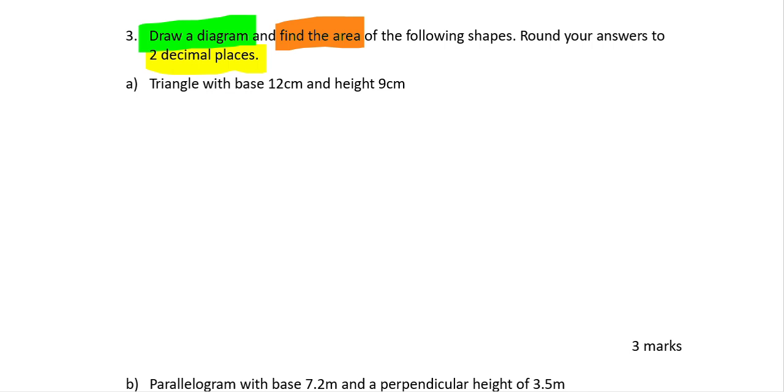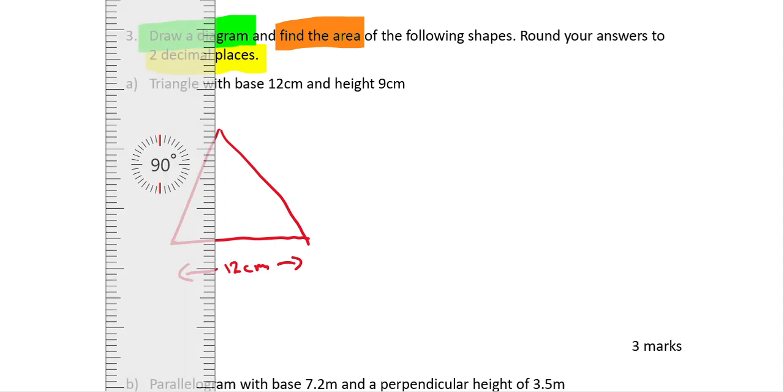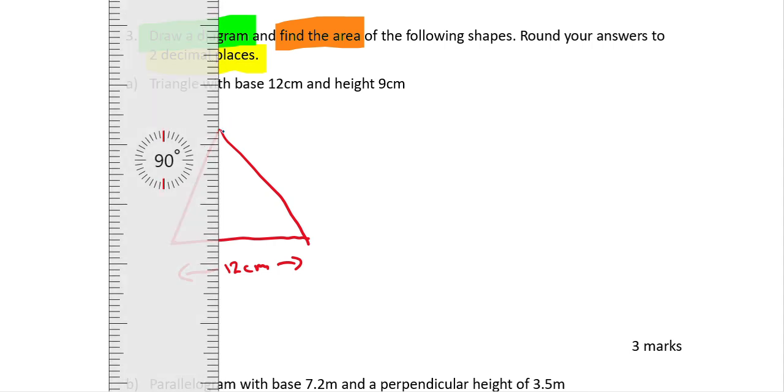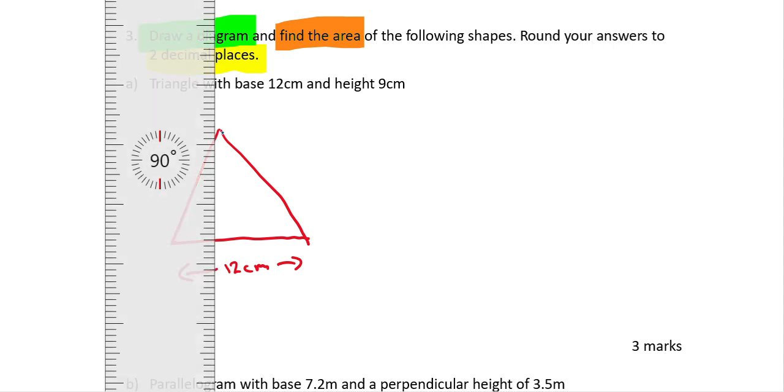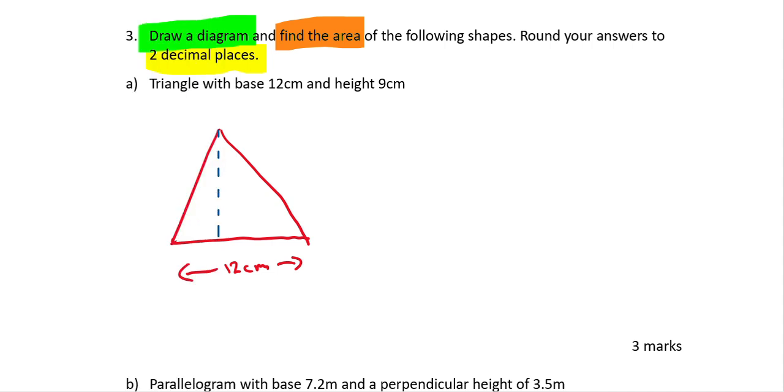So in part A, we have a triangle with base 12 centimeters and height 9 centimeters. So you can just draw any random triangle and then label it. So we know the base here is 12 centimeters. And if you really wanted to, with your ruler, you can draw a dotted line down. And this is going to be 9 centimeters.